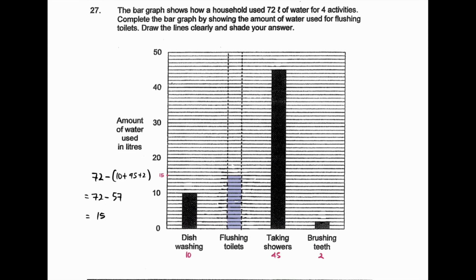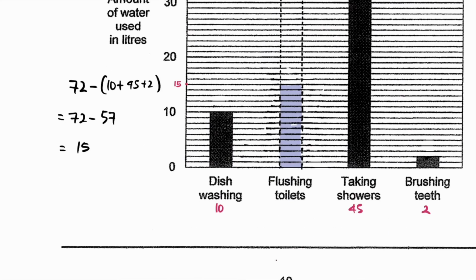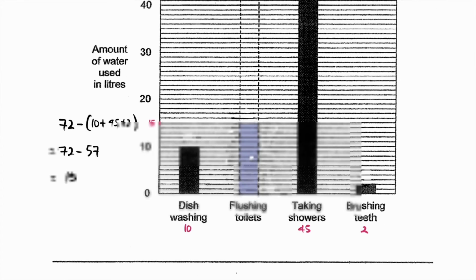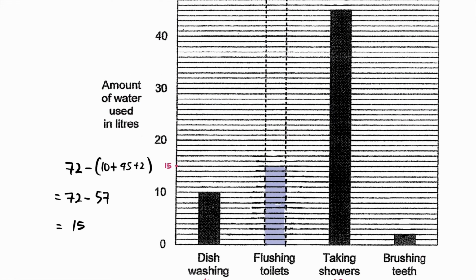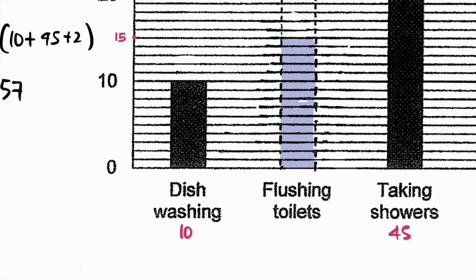$6. The bar graph shows how a household used this amount of water, 72 liters, for 4 activities. So the total must add up to 72 liters. Well, read the graph and find out. Okay, this looks like it's 10 liters right here. So all the way here, 2, 4, 6, 8, 10. Then tally up with the lines, and there you go. You got 45 and 2 liters. Of course, take 72 minus everything. You should get 15 liters, and you must draw it accurately all the way from here. So 10, 11, 12, 13, 14, 15. That's it, and shade it.